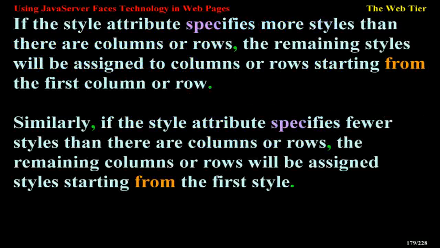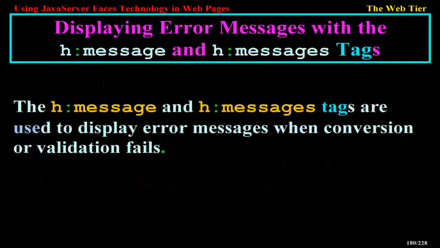If the style attribute specifies more styles than there are columns or rows, the remaining styles will be assigned to columns or rows starting from the first column or row. Similarly, if the style attribute specifies fewer styles than there are columns or rows, the remaining columns or rows will be assigned styles starting from the first style. Displaying error messages with the h:message and h:messages tags.